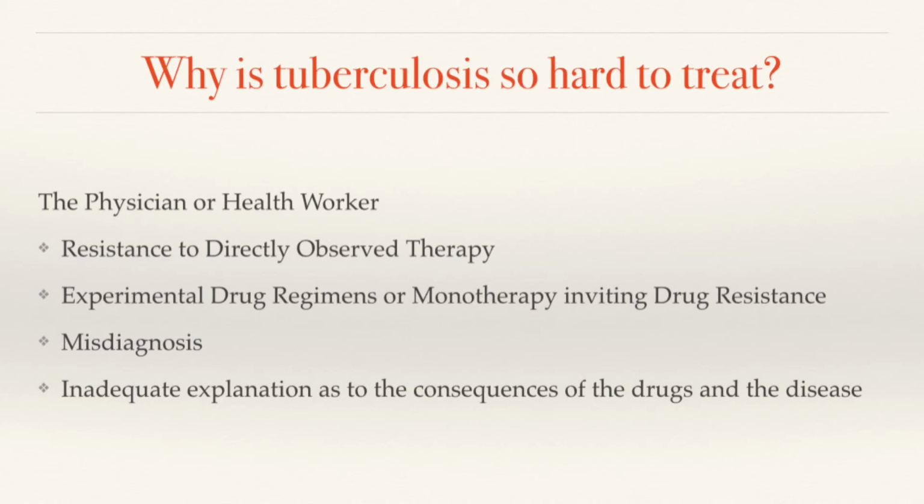Since tuberculosis can mimic any pulmonary infection, especially pneumonia, and also can mimic mass lesions elsewhere in the body, there are a number of cases that are misdiagnosed and treated poorly for tuberculosis. There are also health workers that, due to time constraints, provide inadequate explanation to the patients regarding the side effects and the duration of the treatment.